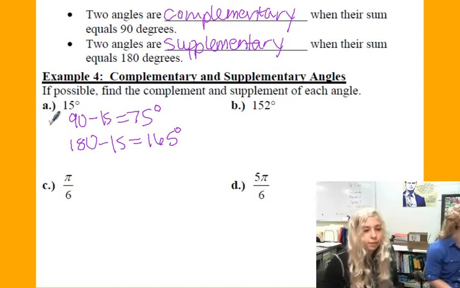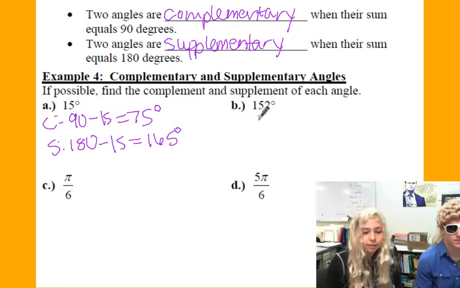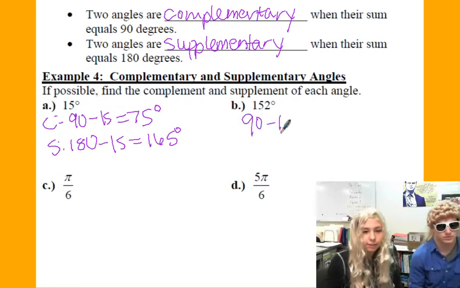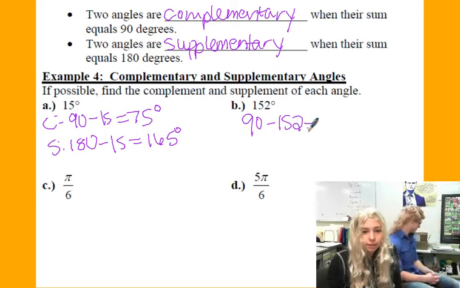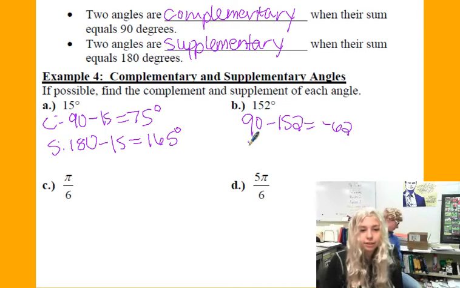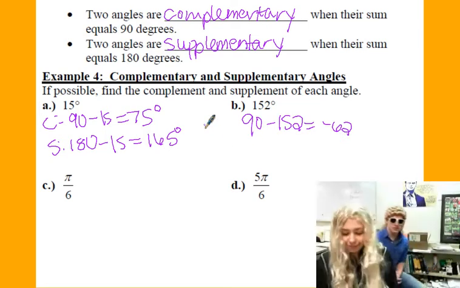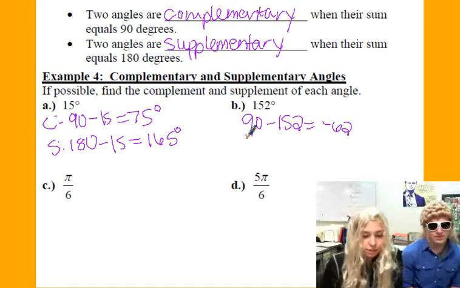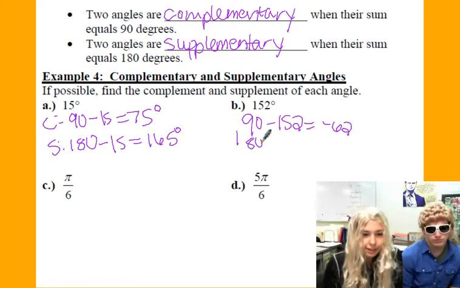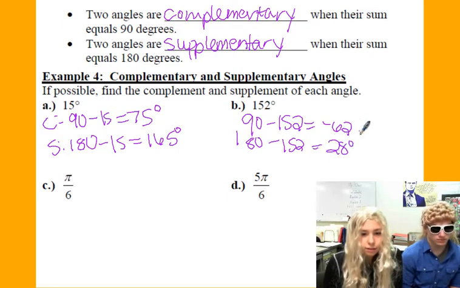Then you're going to take... Oh, well, that's for complementary. That's for supplementary. Okay. And for this, you're going to take 90 minus 152. You get negative 62. That's okay, you can have negative. 180 minus 152 equals 28 degrees.